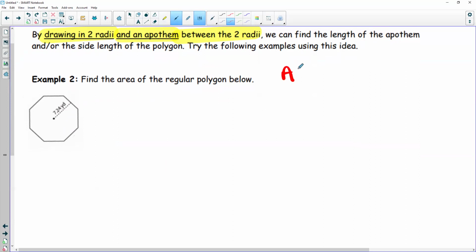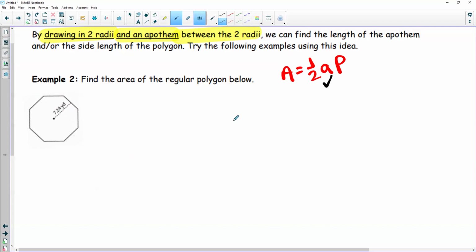Remember, the area of a regular polygon is 1/2 times the apothem times the perimeter. If I look at this picture, they tell you what the apothem is. The apothem is 7.24. So I have the apothem. The only problem preventing me from finding the area is that we don't know the perimeter. If I have the length of one of these sides, then because this is a regular polygon, I can find my perimeter pretty easily. So our focus right now is going to be to find the perimeter.